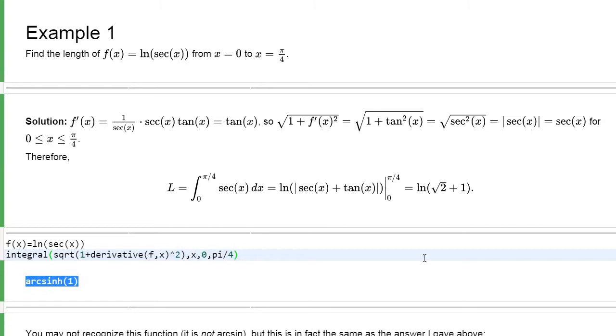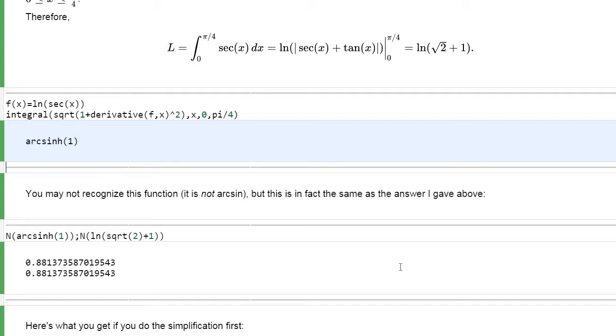Now this is not arcsine, the inverse sine function. This little h here says this is the hyperbolic arcsine. You probably haven't seen that function before, and you don't need to know about it. It is in fact equal to this. So if you ask Sage, what is the hyperbolic arcsine of 1, convert to a decimal, and take the natural log of square root of 2 plus 1, convert that to decimal, and they're the same number.